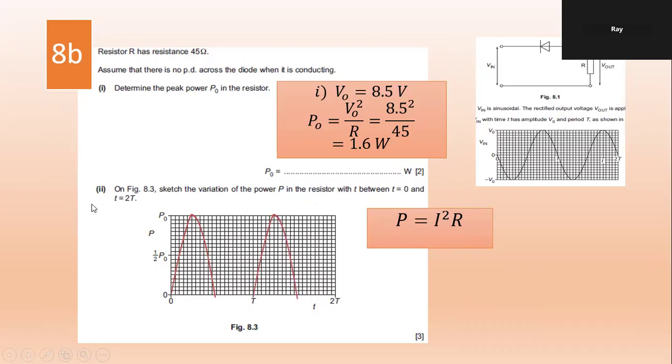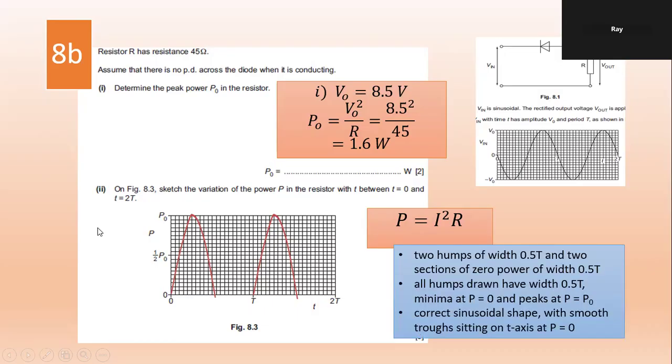Only this part will pass through. Because of the direction of the diode, and then this part will pass through. This top part doesn't pass through. Power has no negative value, that's why it's drawn this way. Negative, square it, I squared R, or V squared over R, right? Turn positive. That's how they give the mark.